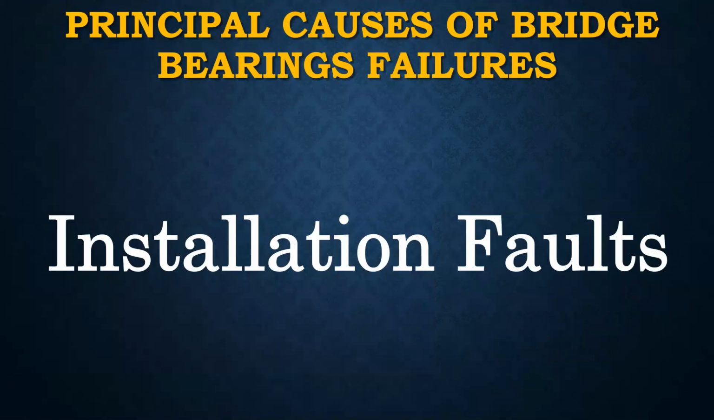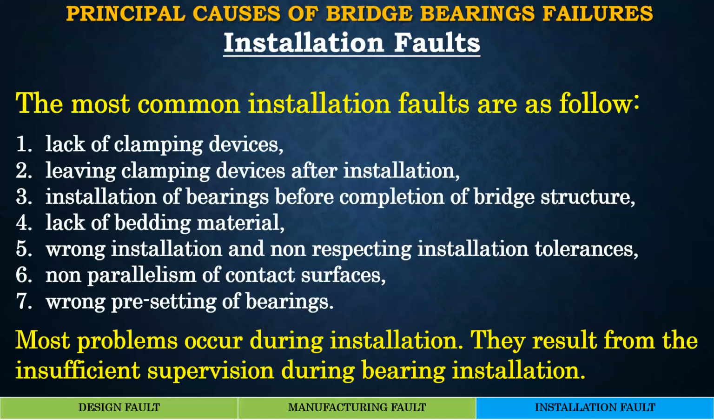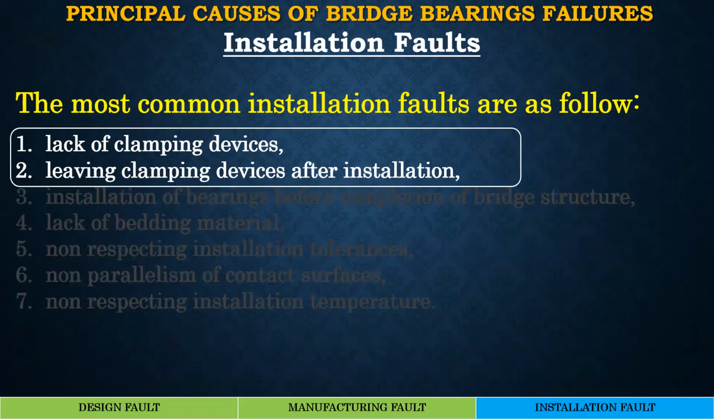Coming to the last part, which is the installation fault, there could be several reasons for faulty installations: lack of clamping device or leaving the clamping device after installation, installation of bearing before compression of the bridge structure, lack of bedding material, wrong installation and non-respecting installation tolerances, non-parallelism of contact surfaces, wrong pre-setting of bearings. These are the seven common installation faults, which if we can avoid, then we can prevent failure of the bridge bearings. So let us go one by one, on this lack of clamping device or leaving the clamping devices after installation.